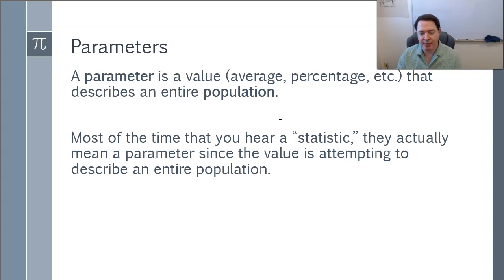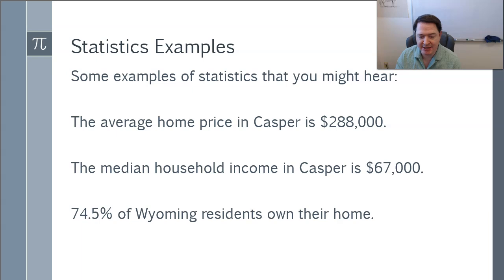And lots of times when you hear a statistic, they actually mean a parameter. So a statistic, technically speaking, and I'll get to that in just a moment, is really only talking about our sample. When we're trying to generalize that to the entire population, that thing that I'm generalizing to is a parameter. So those statistics I gave in the first video of this unit: the average home price in Casper is $288,000, or median household income is this, 74.5% of Wyoming residents own their home. I didn't get called and asked for any of this information.